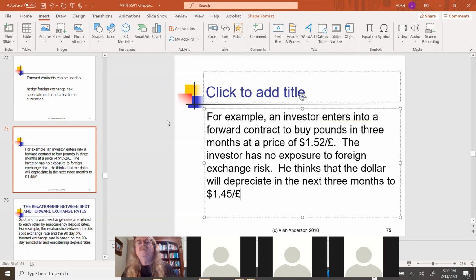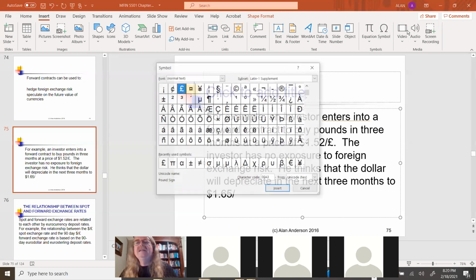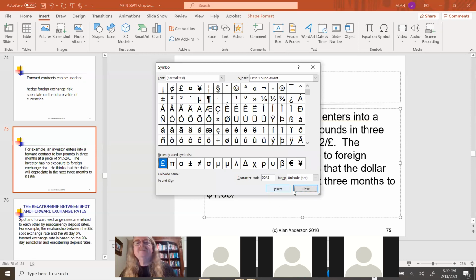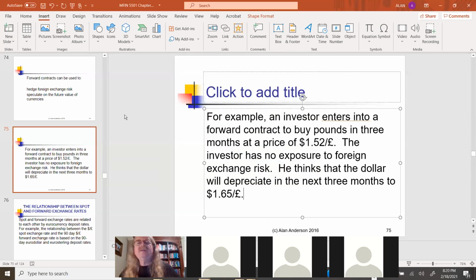Oh, sorry. Wait a minute. No, my fault. I should have said $1.65. A depreciation would mean it goes up. Whoops. Yeah, I almost blew it there. Wait a minute. What am I saying? No, I'm sorry. This is the part that's backwards. The dollar will depreciate. No, this is good. Sorry. Yeah, that's right.